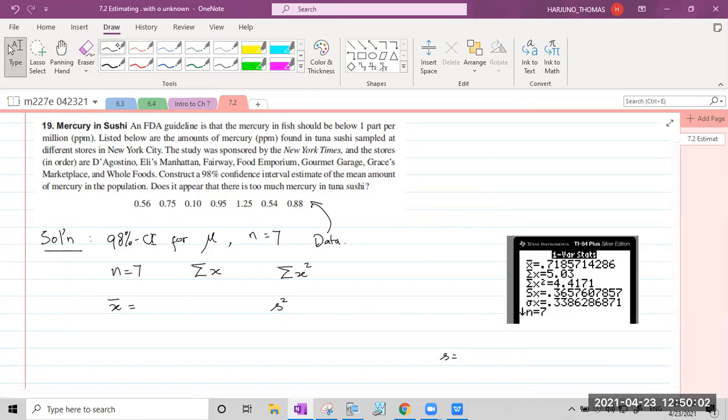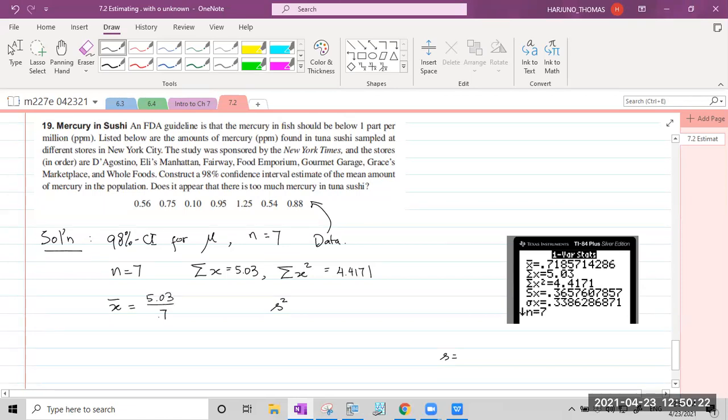Okay, but you still need to show work for Thomas, right? So how will you show the work? You will write it this way. You see that the second row, you have 5.03. That's the sum of x. And the third row, the sum of x squared, 4.4171. Now, how about the x bar? Then you pretend you compute it, 5.03 over 7, right? That will be 0.71857.